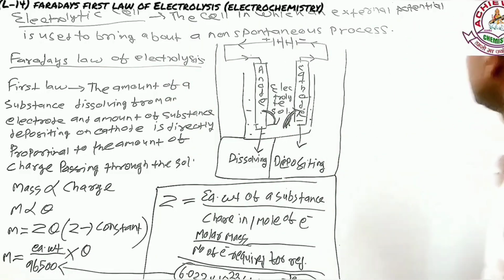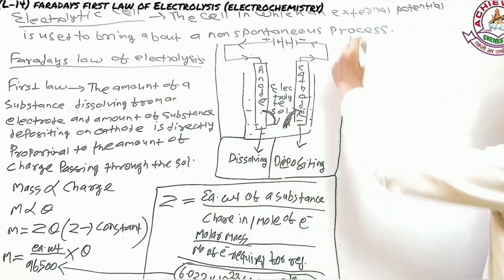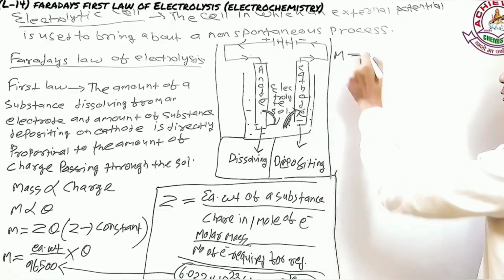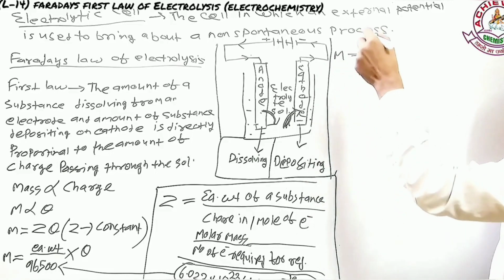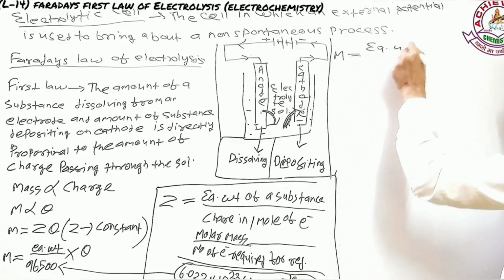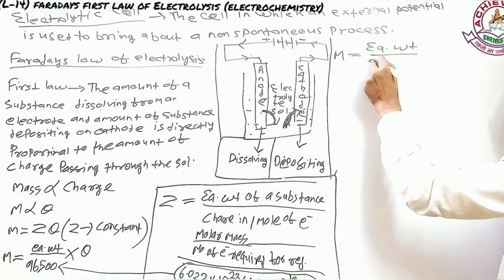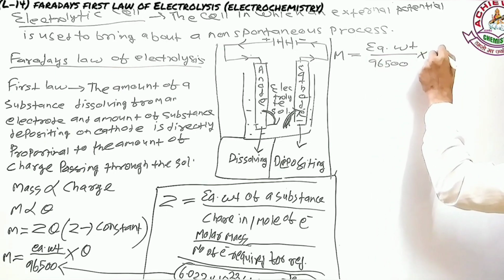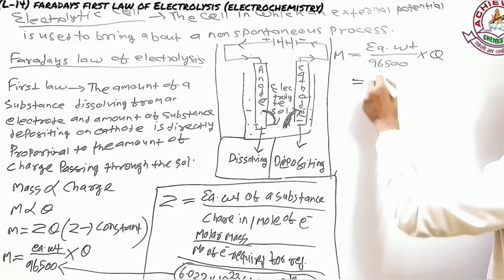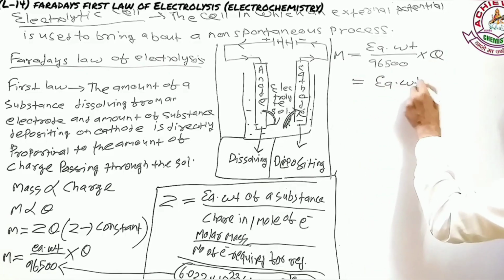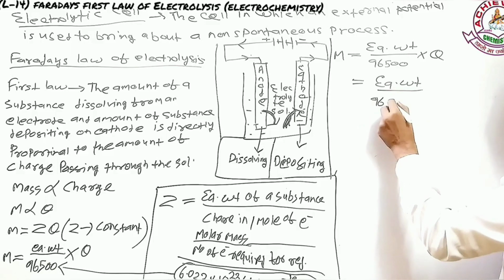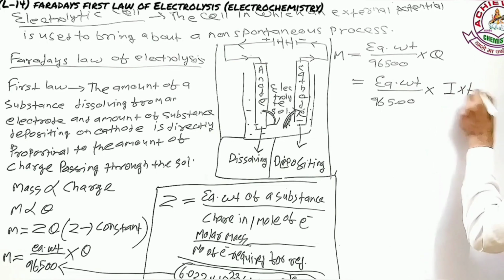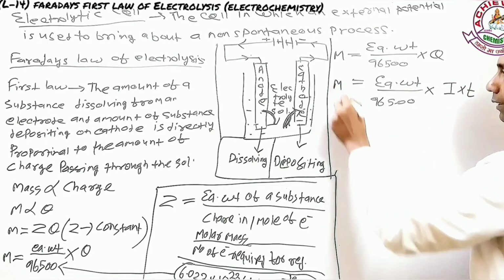Okay, let me expand it a little bit here also. So what we have is M equal to the equivalent weight of a substance divided by 96500 into Q, right? Equivalent weight divided by 96500 into Q, which is also equal to I into T. So this is what finally the formula is coming out to be.